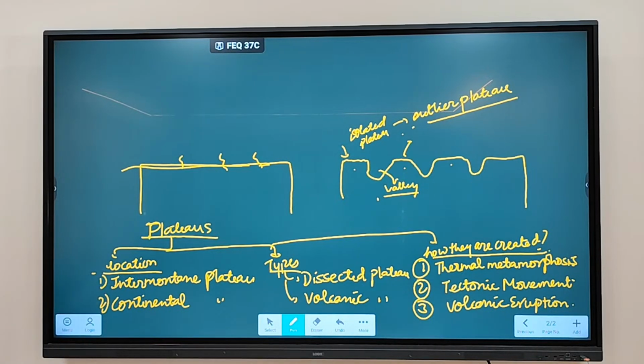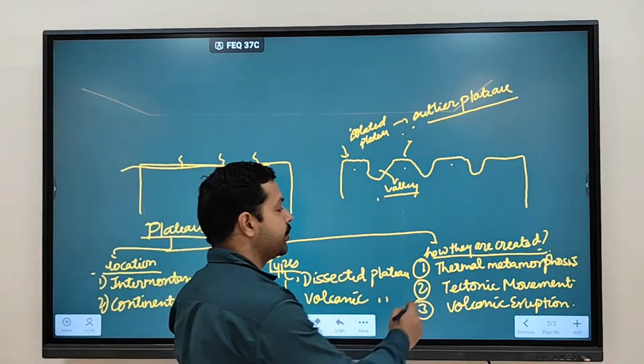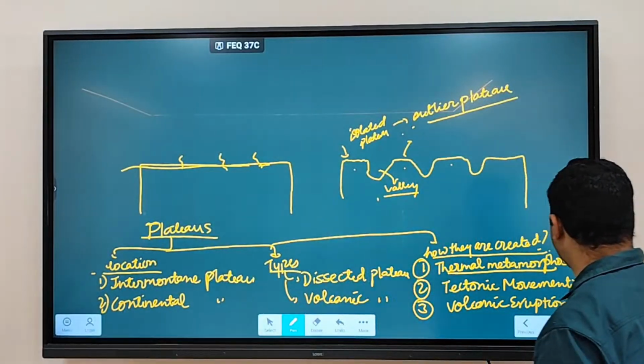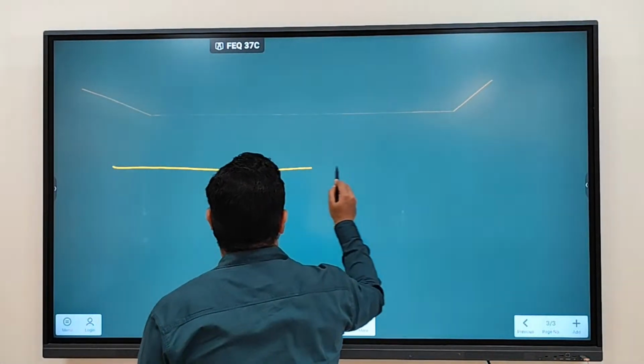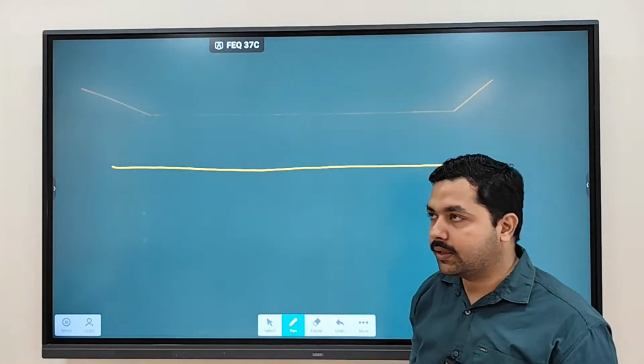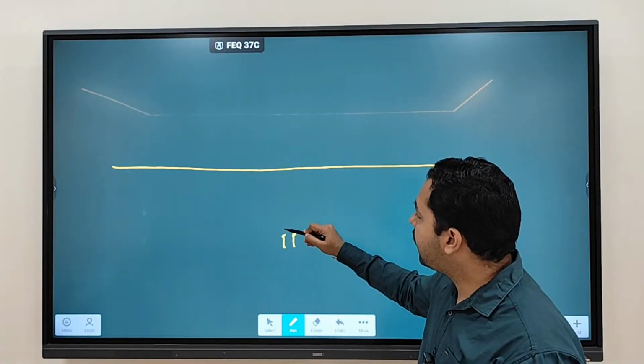Fine. So the first is how plateaus are created. The first type is thermal metamorphosis. This is one type of plateau creation. As we discussed, let's say this is a land area.